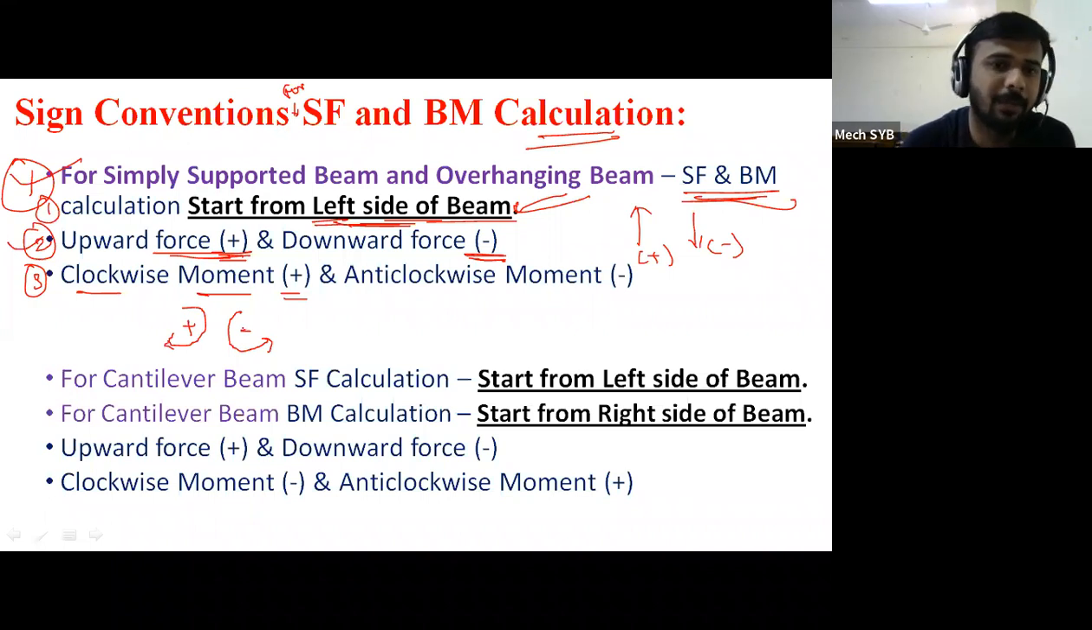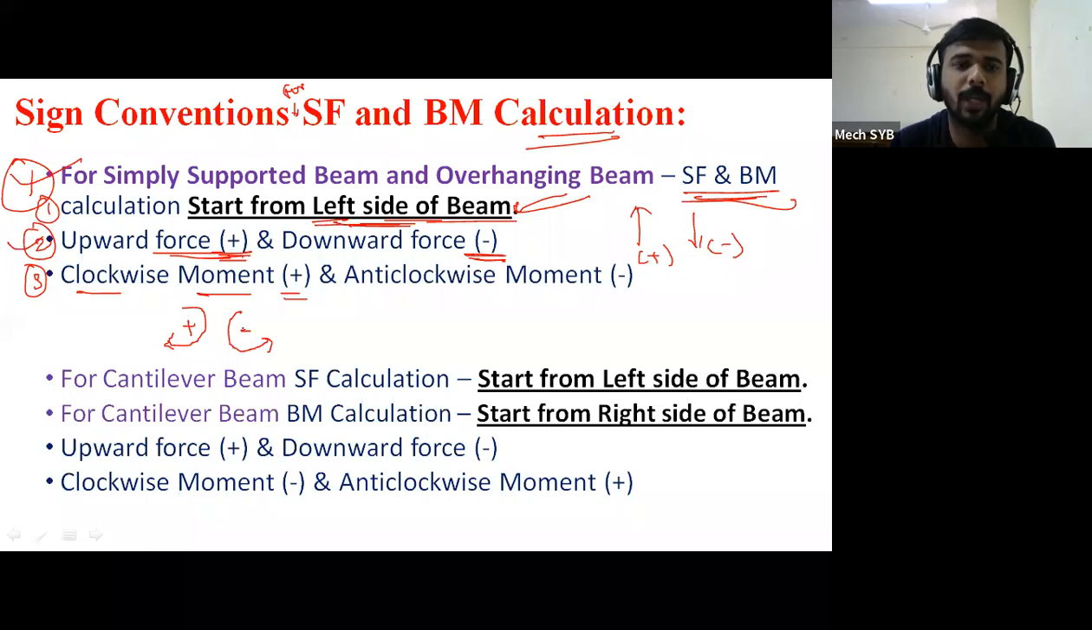Or if any couple is given on your figure, if that couple is rotating in clockwise direction, that couple's effect we have to consider positive. If that couple is rotating in anti-clockwise direction, that will be negative. So these sign conventions are only for the simply supported and the overhanging beam. Please keep in mind, these sign conventions are applicable only for simply supported and overhanging.